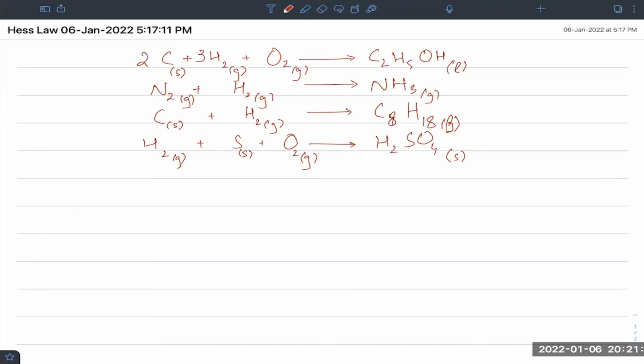Similarly, I have 1 oxygen on the right and 2 on the left. So I will get the ratio half, 1 by 2. 1 on the right, 2 on the left. So 1 by 2. And it's balanced.